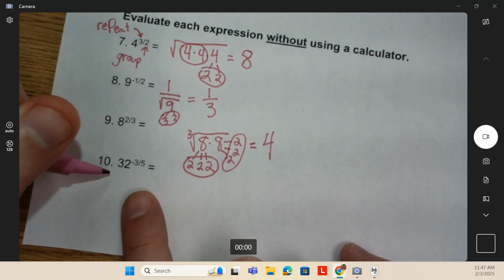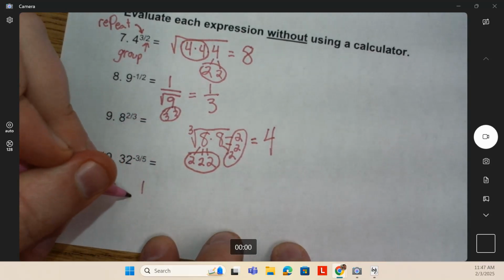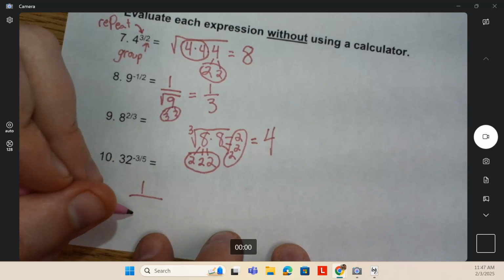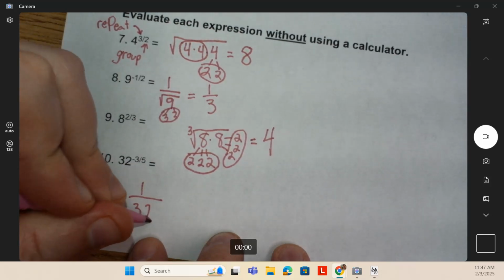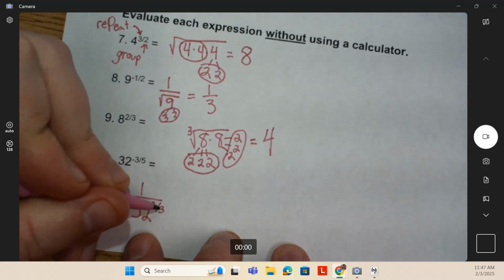And next, I have 32 to the negative 3/5 power. So that means 32, and I'll break this apart into some steps. 32 to the positive 3/5 power.